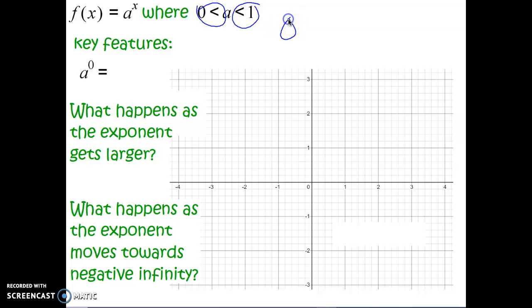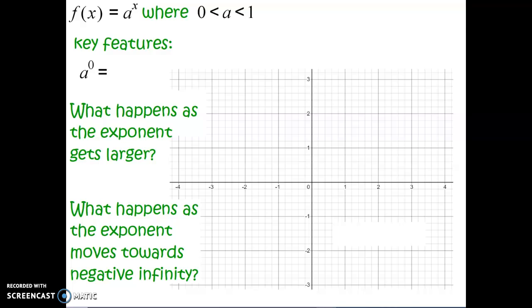And then 0 raised to any other power, right? If I multiply 0 by itself however many times, it's always going to be equal to 0. So the same kind of idea as why we don't make it equal to 1. It's just going to flatten out. It's going to be a horizontal line, with the exception of the fact at 0 itself, you're not going to be able to graph that. Okay, so let's look at some key features here. Let's look at what happens when I raise it to the 0 power.